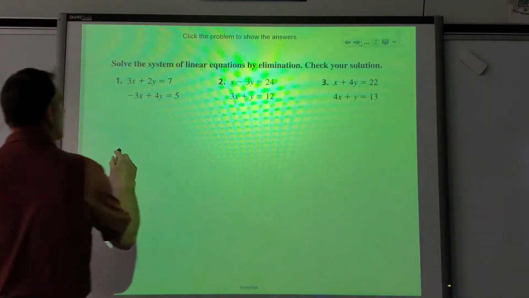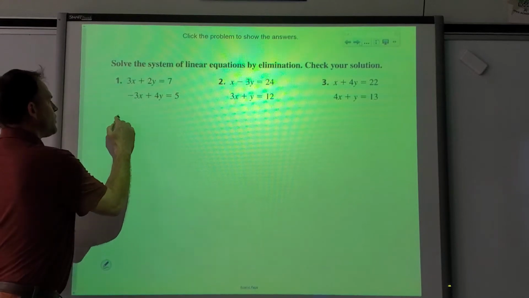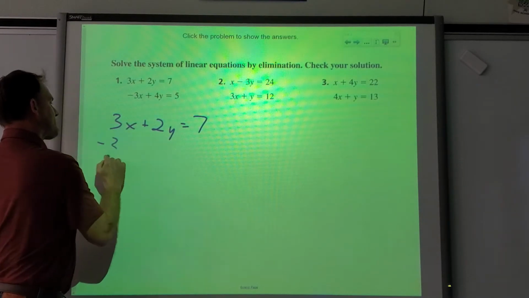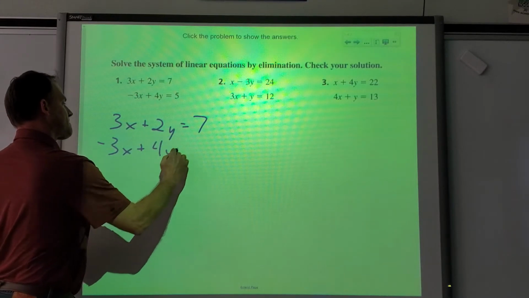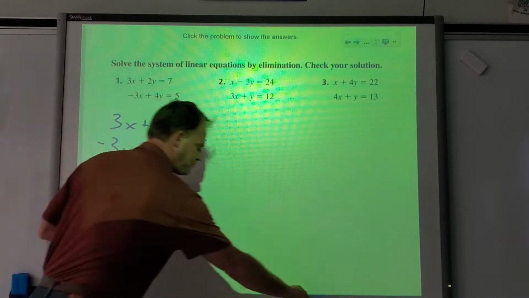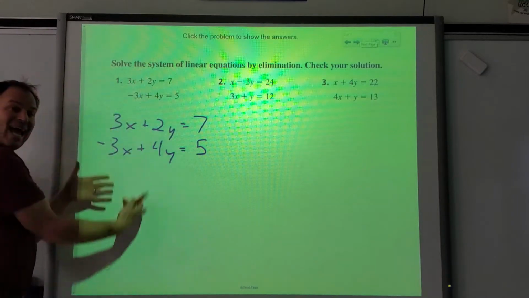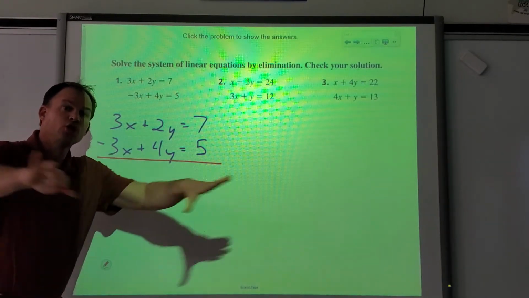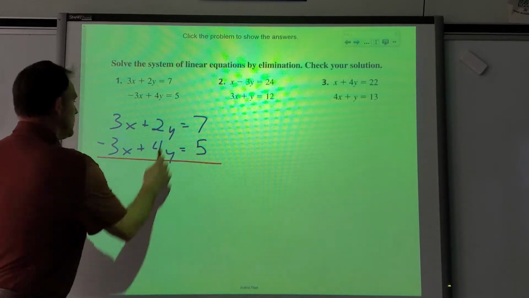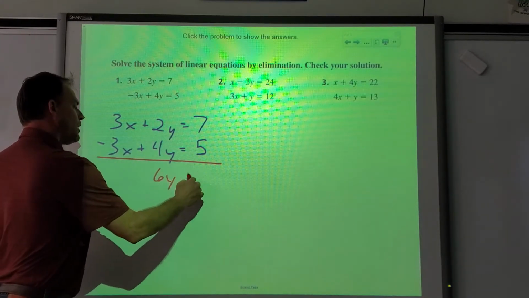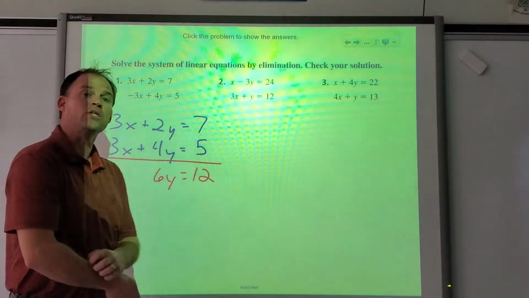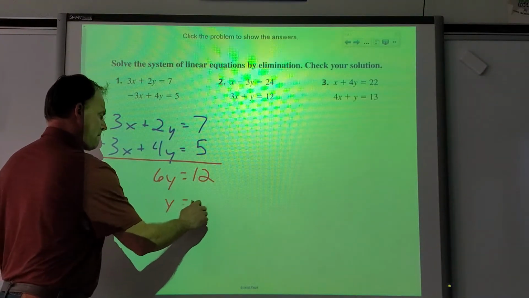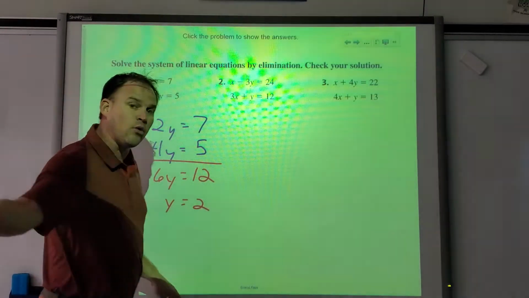So, sometimes there's a glare, I'll rewrite it for you. Add vertically. 3x minus 3x. No x's this time. That's okay. It doesn't matter. One of them is going to be eliminated. I didn't say which one. So I got 6y, I got 12. Divide. Y is 2. I know the y.